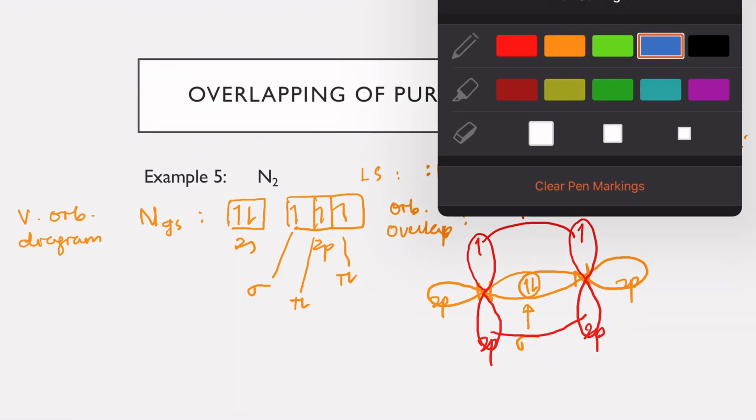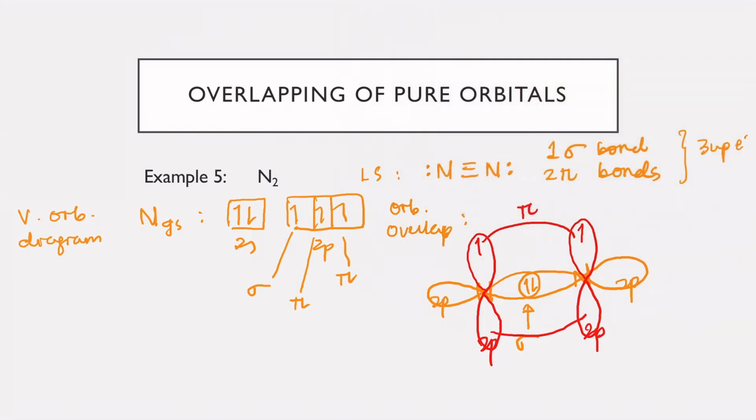Next. I'm gonna color hijau. Okay. The last p orbital. 2p orbital. Okay. Pi bond, kan? So you will overlap them. You get another pi bond. Okay. Can you see? Can you see how the orbitals overlap?